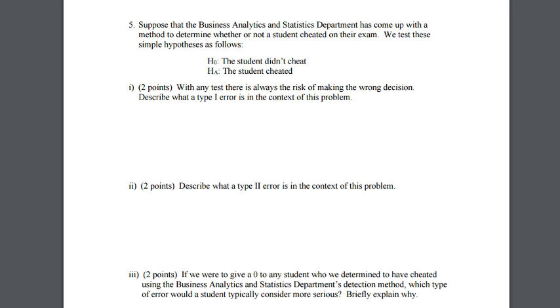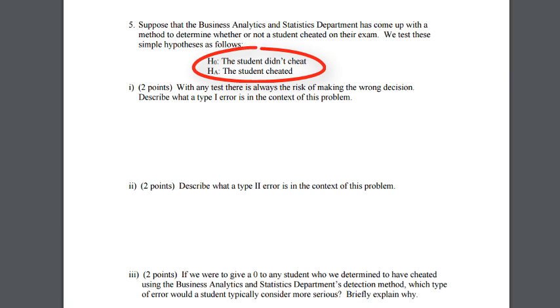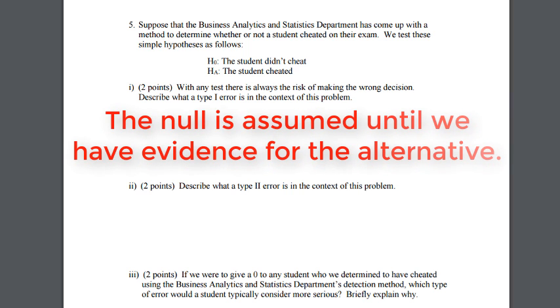The next chapter is more on tests, which goes over a lot of specifics on how we do tests and how we can make mistakes. So, with business analytics, we can figure out if someone is cheating or not cheating. And since we usually presume people are innocent until we have evidence they are guilty, we'd start out with a null that the student did not cheat until we have evidence they did cheat. Because you would want to say, well, you're innocent until I have evidence that you've cheated.